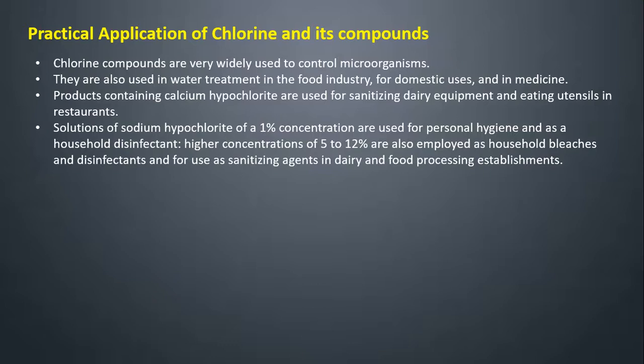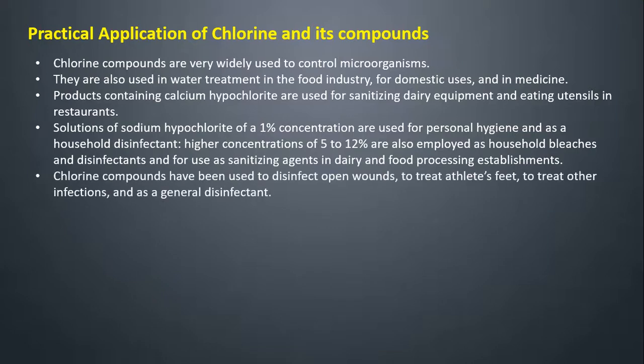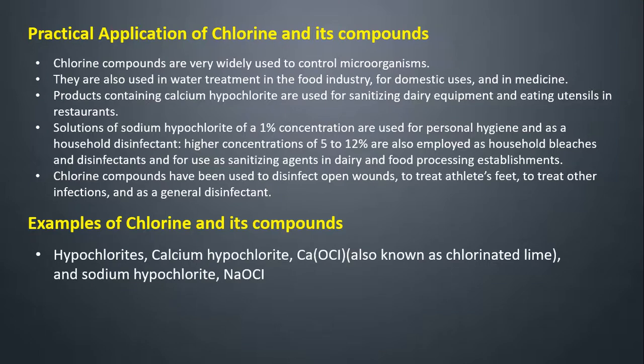Higher concentrations of 5 to 12% are also employed as household bleaches and disinfectants and for use as sanitizing agents in dairy and food processing establishments. Chlorine compounds have been used to disinfect open wounds, to treat athletes' feet, to treat other infections, and as a general disinfectant. Examples of chlorine and its compounds which are used for sterilization: hypochlorites, calcium hypochlorite, also known as chlorinated lime, and sodium hypochlorite, NaOCl.